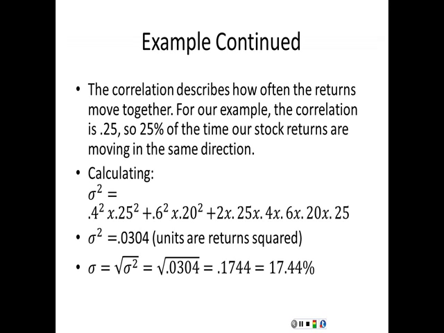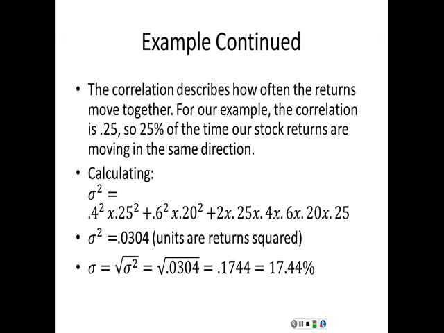If you plug this in, we get variance. Now hit pause and make sure you're good with this calculation. Notice we took the weight squared times the standard deviation squared for each stock individually. Then the third term is 2 times the correlation times the weights times the individual standard deviations. Variance, once again, has little meaning, so we take the square root. And we get a risk of 17.44%. Notice, when we put these stocks together, the combined risk is less than the individual risk of each stock. That's the big thing about diversification.